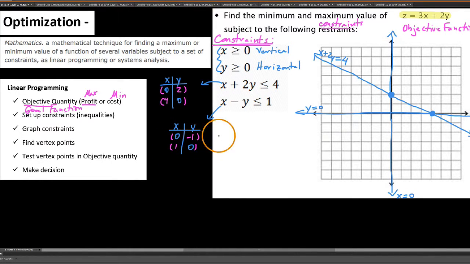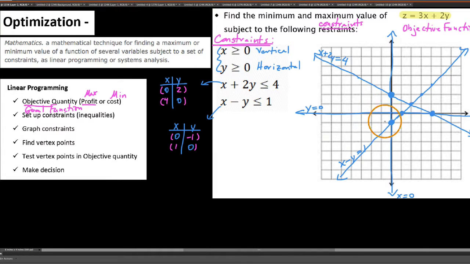So we have a y-intercept at negative 1. We say negative 1 is right here on the y-axis, and then an x-intercept at positive 1. I noticed this would be a line with a slope of 1, so maybe I'll graph a few extra points here just to be accurate. So go ahead and put this in, and we are going to label it. So far, all we've done is identify our objective function and our constraints, and we've gone to graph the constraints. So x minus y equals 1 here.